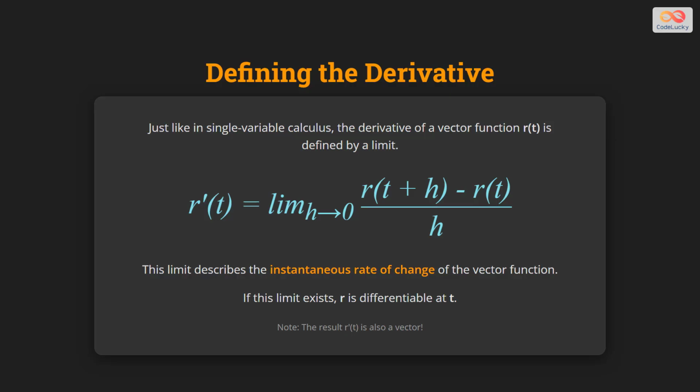Just like in single-variable calculus, we define the derivative using a limit. R' of t is defined as the limit as h approaches 0 of the fraction r of t plus h minus r of t all over h. This limit gives us the instantaneous rate of change of the vector function.